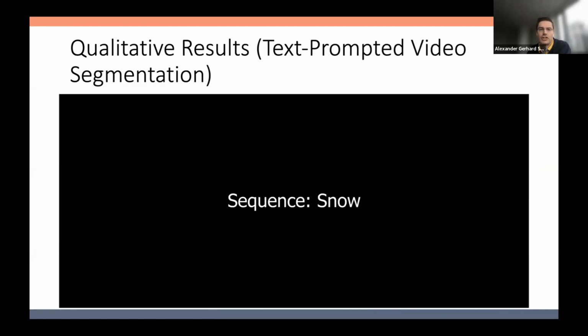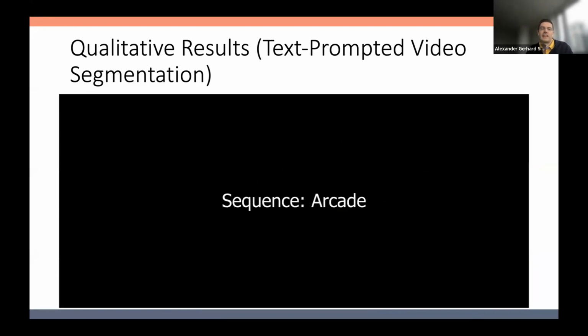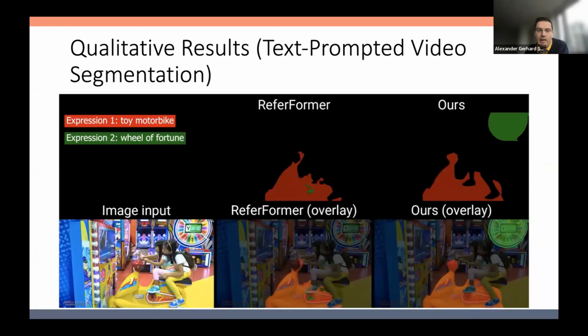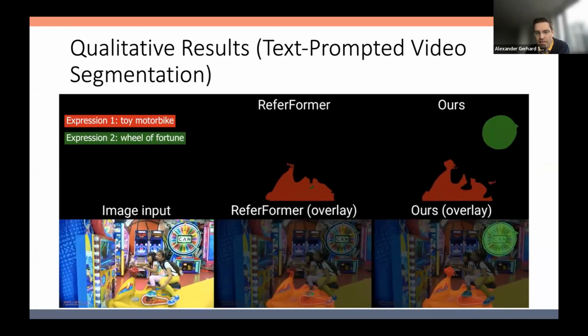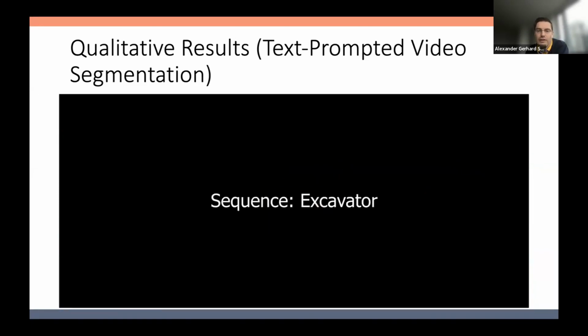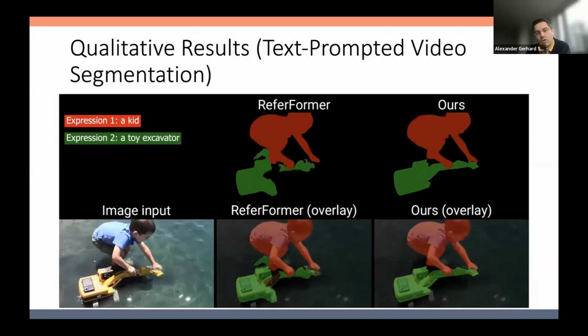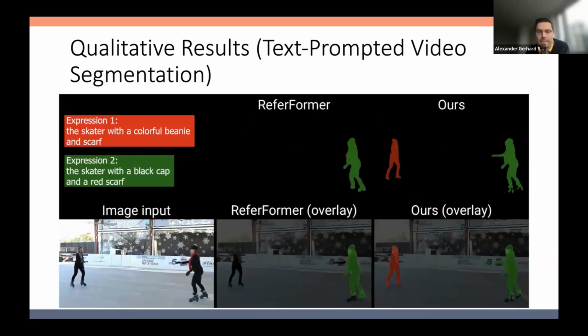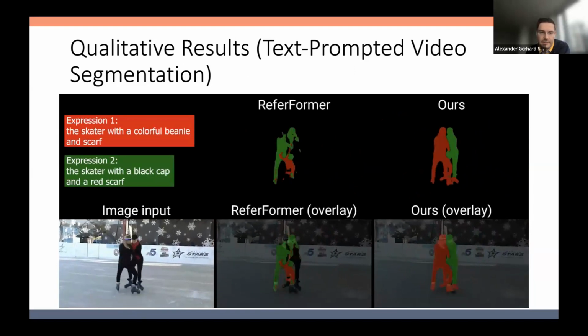Now let me show text prompt video segmentation. One of the topics in this workshop as well, and similar to the results that I showed before, here this arcade sequence with the toy motorbike and the Wheel of Fortune. You can see that by using memory carefully baked into your architecture and carefully updated, you can actually achieve quite compelling results, and particularly also for these skaters here.